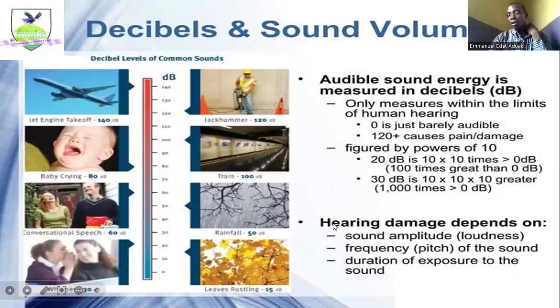Now, hearing damage depends on the sound amplitude, that's the loudness. It can also depend on the frequency of the sound, which is the pitch. It can also depend on the duration of exposure to the sound.